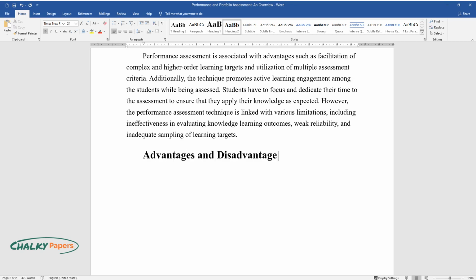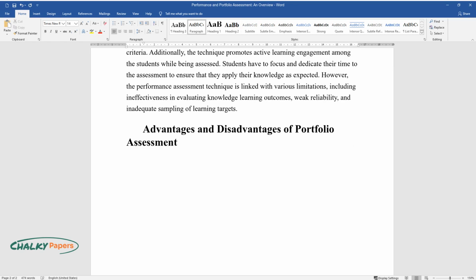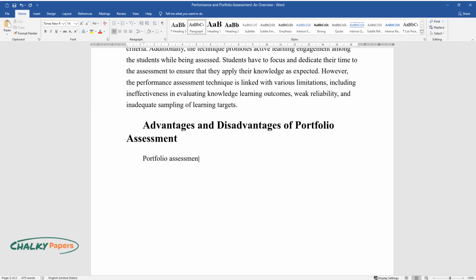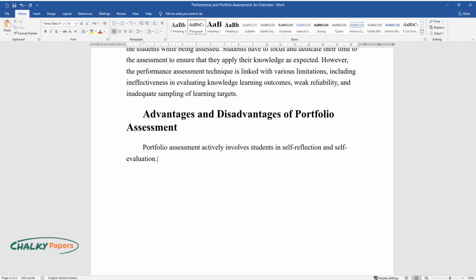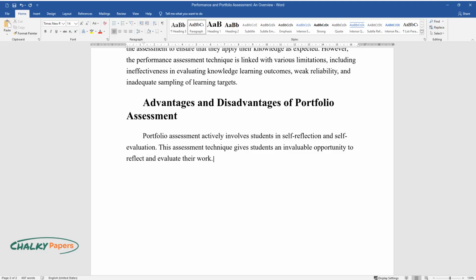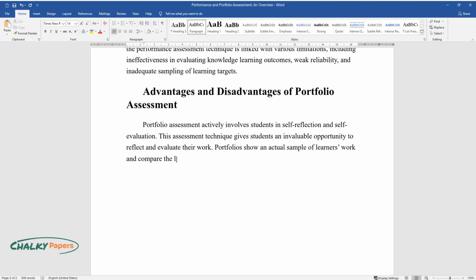Advantages and disadvantages of portfolio assessment. Portfolio assessment actively involves students in self-reflection and self-evaluation. This assessment technique gives students an invaluable opportunity to reflect on and evaluate their work. Portfolios show an actual sample of learners' work and compare the latter in different areas and progress over time.